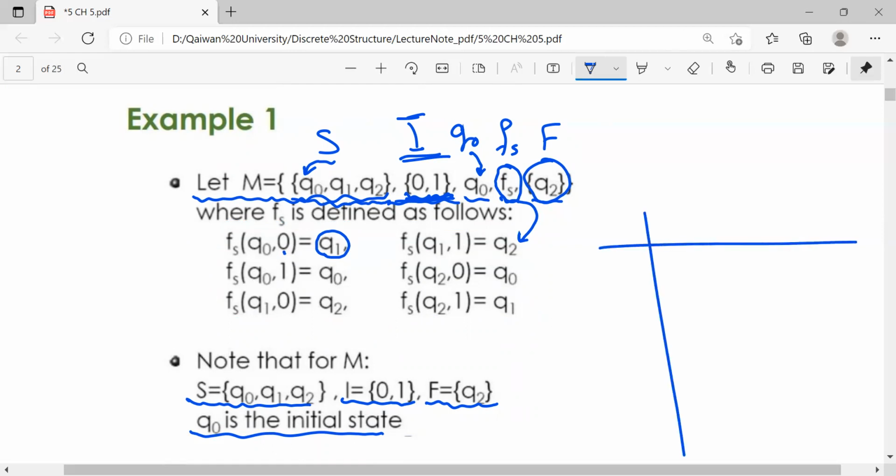In the transition table, we have F_s. What is the list of inputs? We have two inputs, which are 0 and 1. We always put the inputs on the top. And the list of all states, which are the elements of S. S is the set of all states. We write them down here. What are the states? The states are Q0, Q1, and Q2 in this example. We have only these three states.